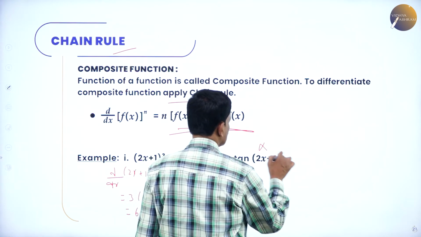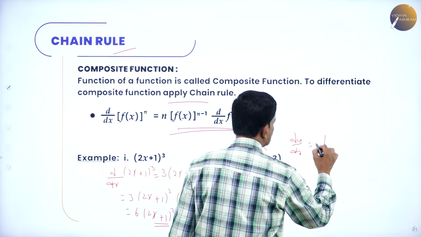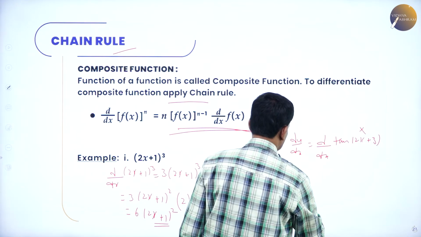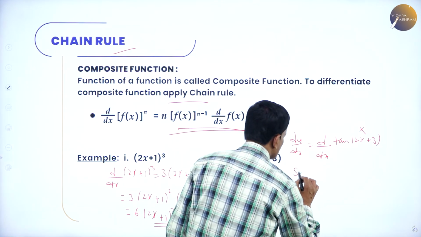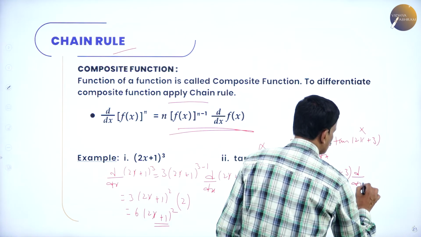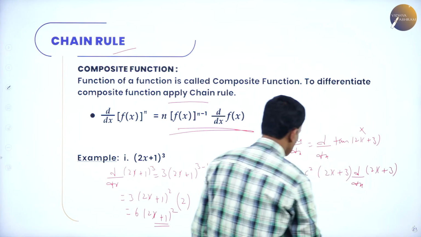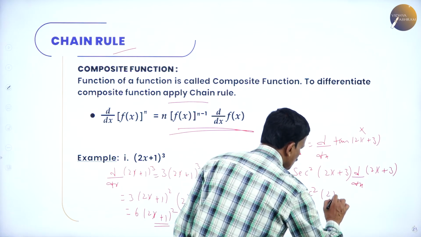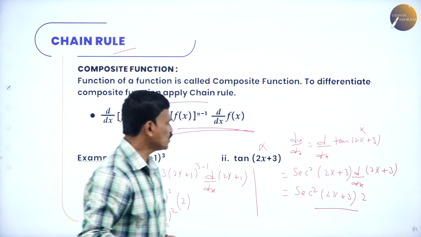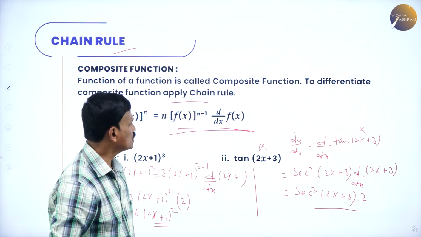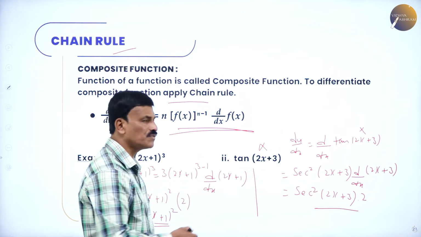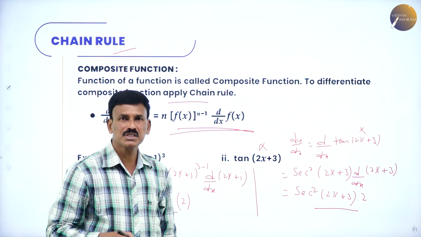Now come to this. Let us consider this as x. dy by dx is equal to d by dx of tan of (2x + 3). Now this is x. What is differentiation of tan x? Secant square x. Secant square, instead of x it is 2x + 3, into d by dx of 2x + 3. So this is secant square of (2x + 3) into differentiation of 2x, which is 2. Differentiation of tan is secant square (2x + 3) into d by dx of (2x + 3), which is 2. So secant square (2x + 3) into 2.